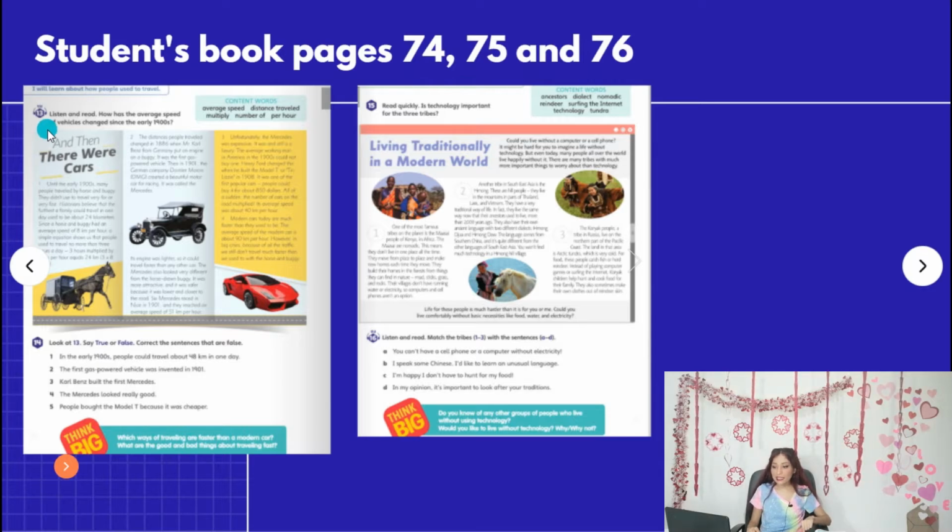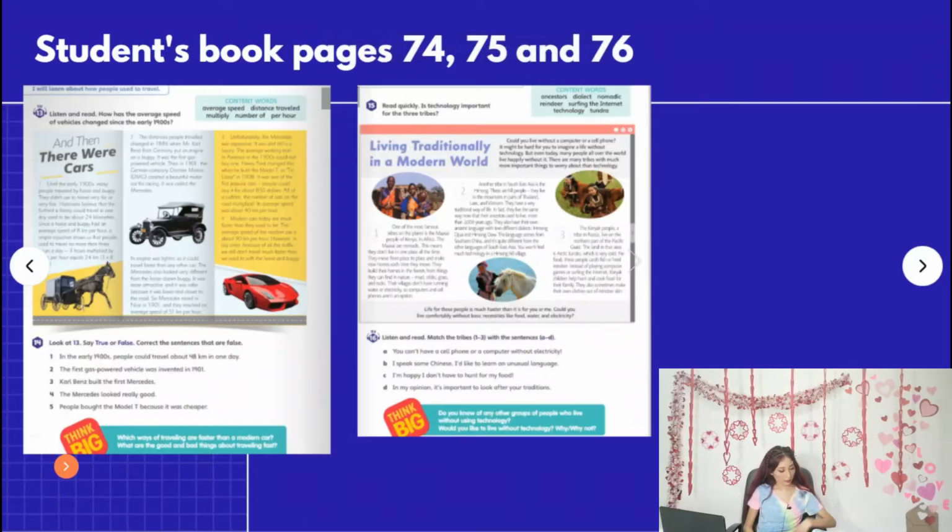Activity 13 says, listen and read. How has the average speed of vehicles changed since the early 1900s? Then you have the content words, you can check them. You can find them in your dictionary. And then there were cars. So we're going to listen to this reading and then we are going to go back and do activity 14.